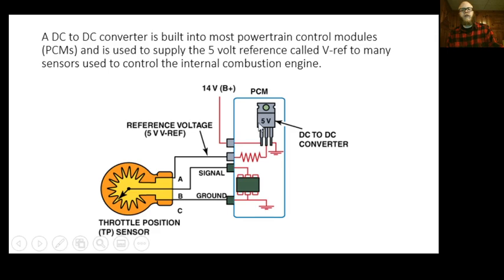Oftentimes we'll have a voltage regulator inside of our module that steps that DC voltage down to 5 volts. This is a clean 5 volts. This thing is varying all over the place. I turn the key on, the engine's off, we have battery voltage. I start the engine up, it jumps up to 14.5 volts. I'm driving around, it goes down, it comes up, it goes down, it comes up.